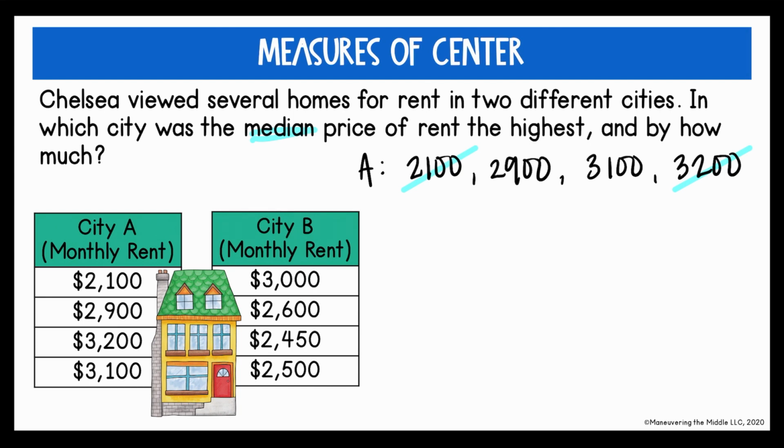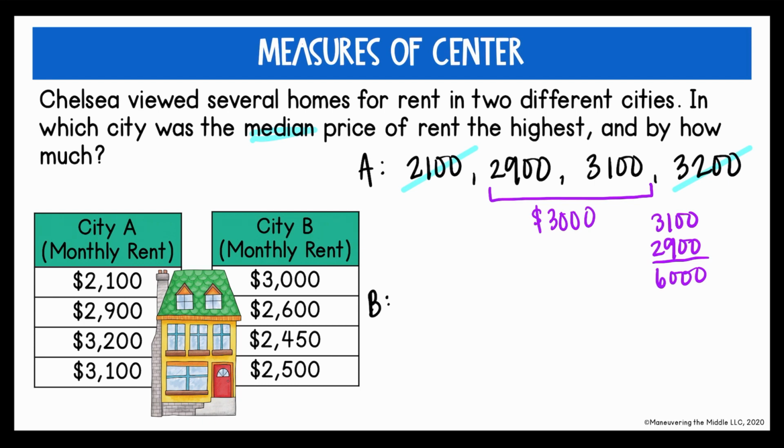At this point, we want to determine the mean of the 2 middle numbers. So we want to find the average right here. We find the sum: 3,100 plus 2,900. We add that up and get 6,000. Then to find the average, we divide by 2 because we have 2 pieces of data. So we can see that city A has a median of 3,000. The median is one of the measures of center where the value is not necessarily in the data. It doesn't have to be in that list, so that's okay if you get a median that's not in your list.